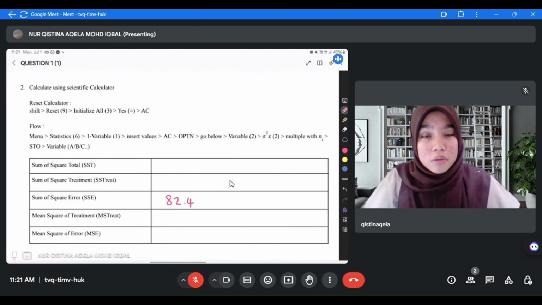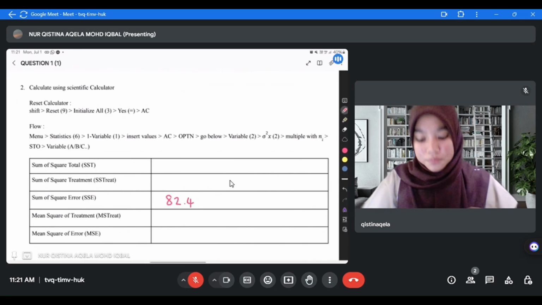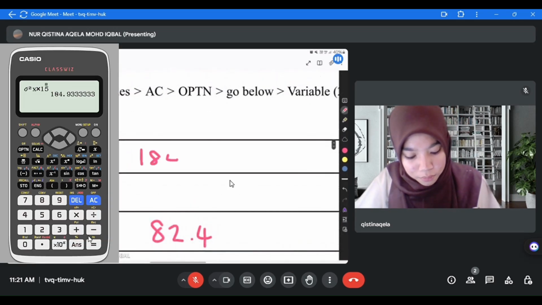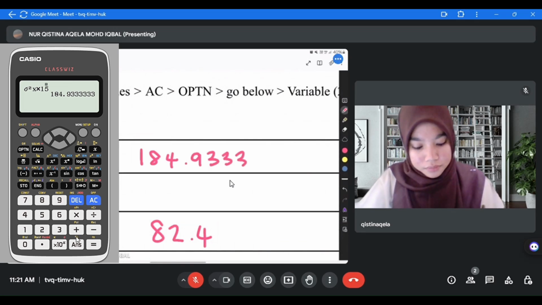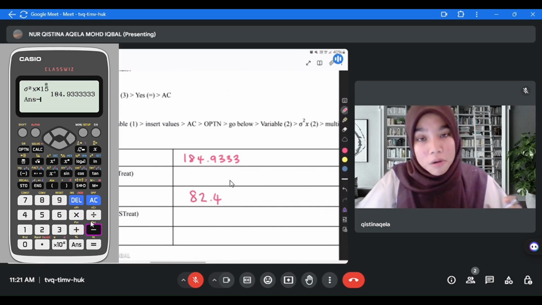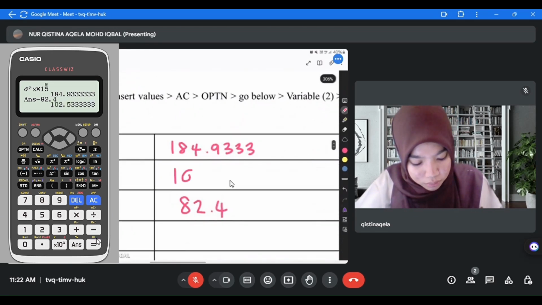To calculate the sum of square total, students have to insert the whole data and our N, which is 15 for the population. So we got 184.9333. To calculate the sum of square treatment, we have to subtract the sum of square error from the sum of square total. So we got 102.5333.